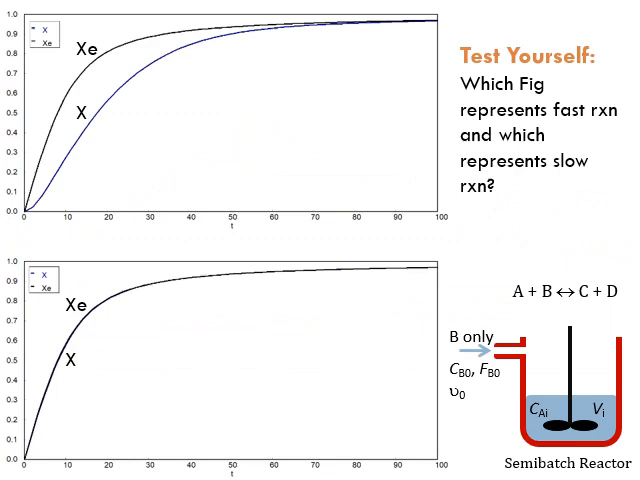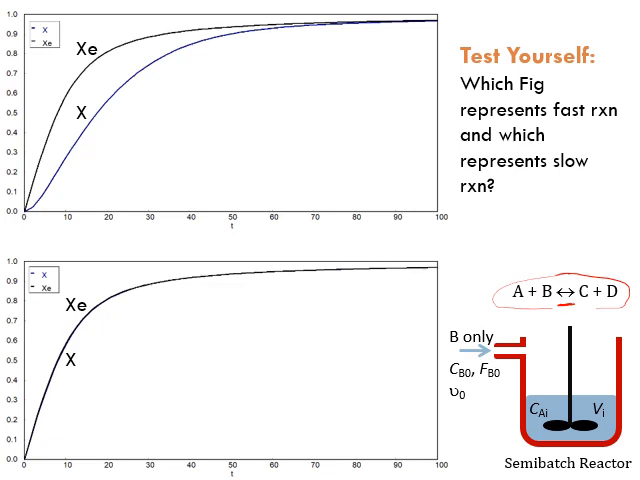Okay, I have one last question related to chapter 4 here, which is test yourself. Okay, let's look at the system here. We have a reaction between A and B to form C and D in this reversible reaction. Okay, and A is initially charged, B is continuously charged to the system. Okay, let's look at this figure. So we are plotting X and X_E versus time.